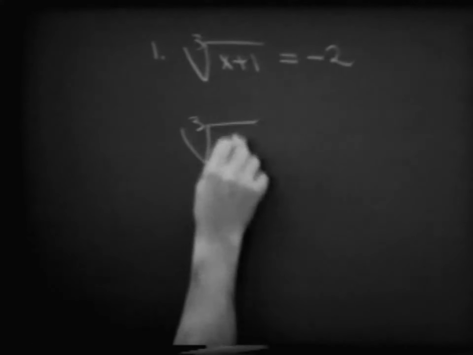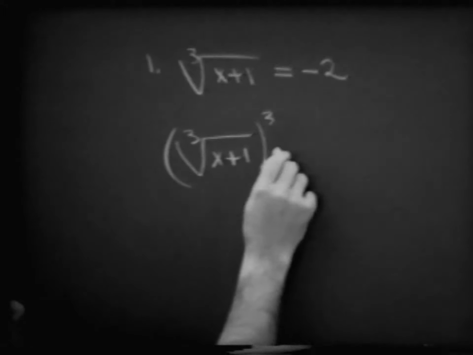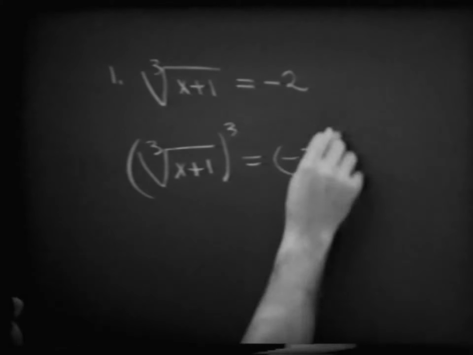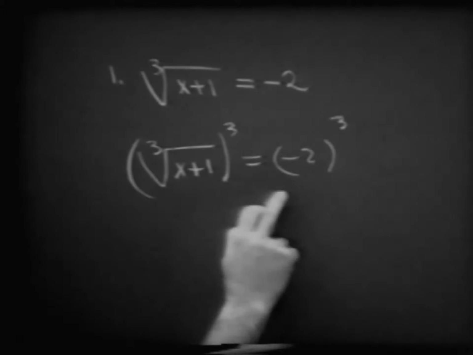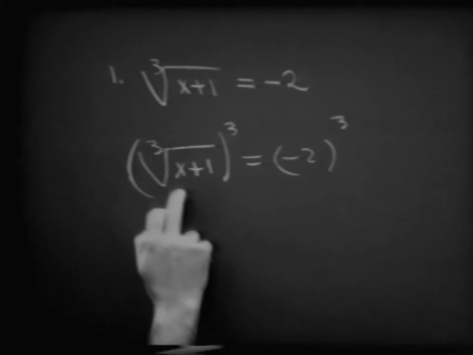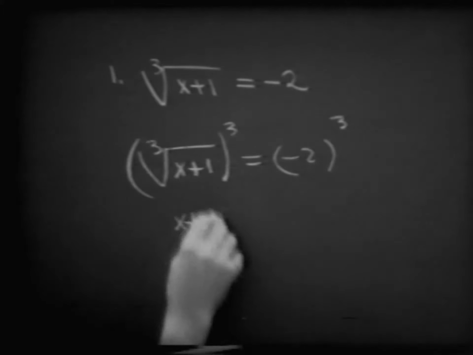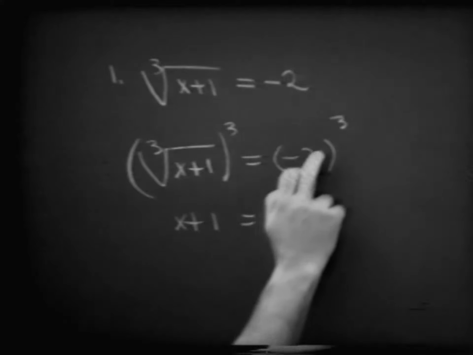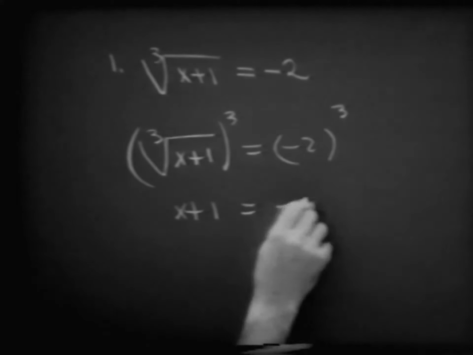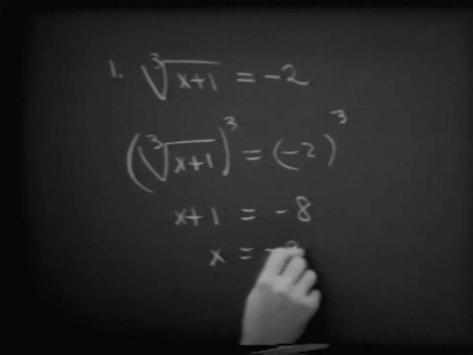Looking at a situation such as this, you say to yourself, well, if I were to cube this number on the left-hand side, and also cube this number on the right-hand side, we now have an equivalent equation to the first one. Would everyone agree with that? Now the cube root of x plus 1 cubed, of course, is x plus 1, and that is equal to negative 2 cubed, which is negative 8, and therefore x is equal to negative 9.